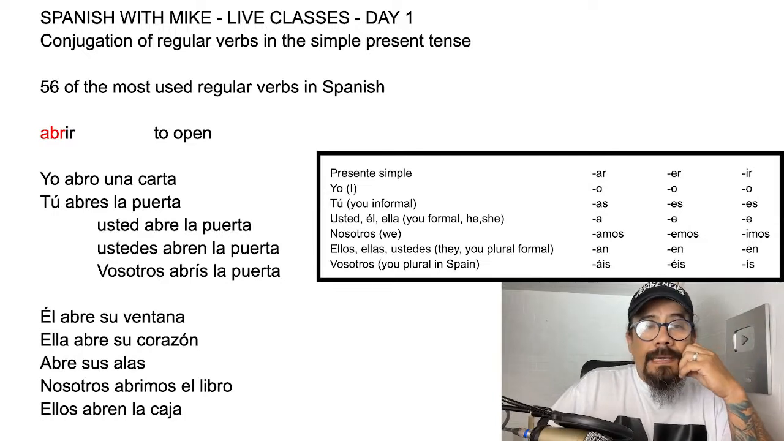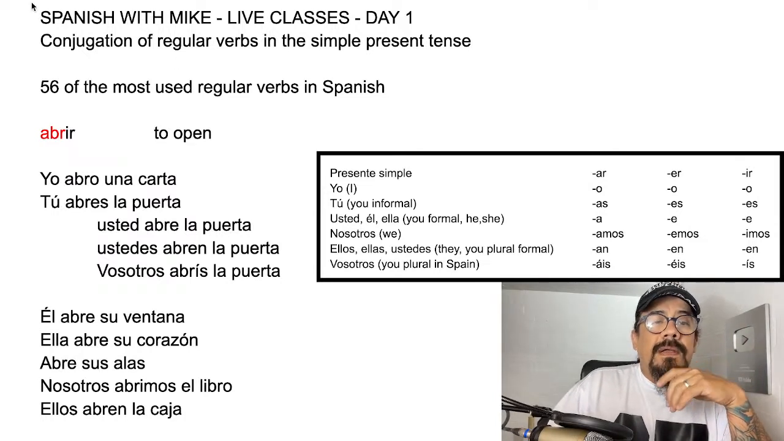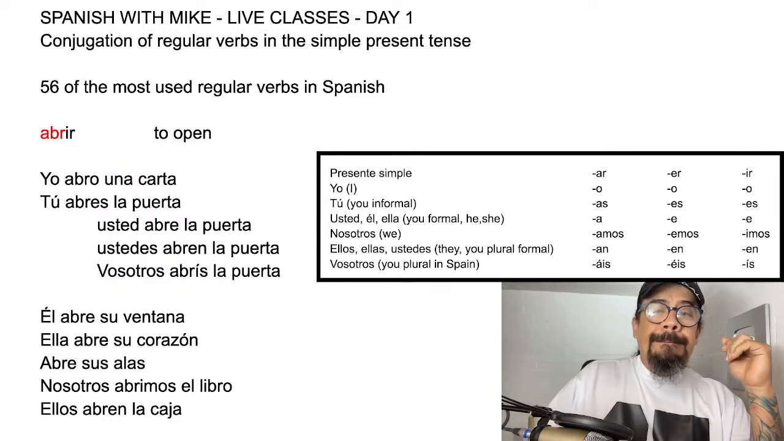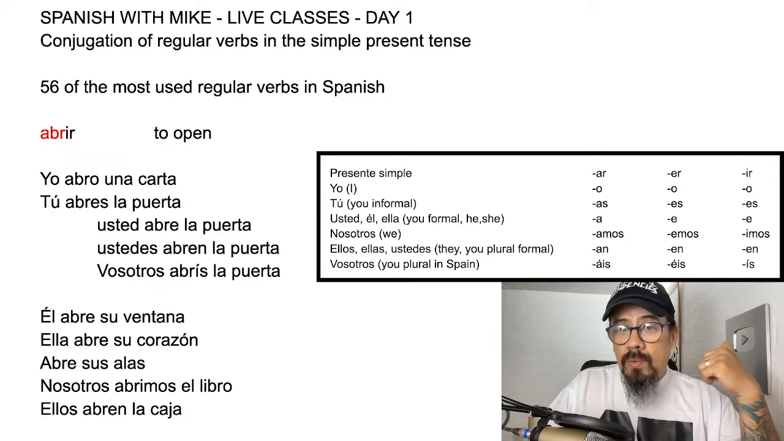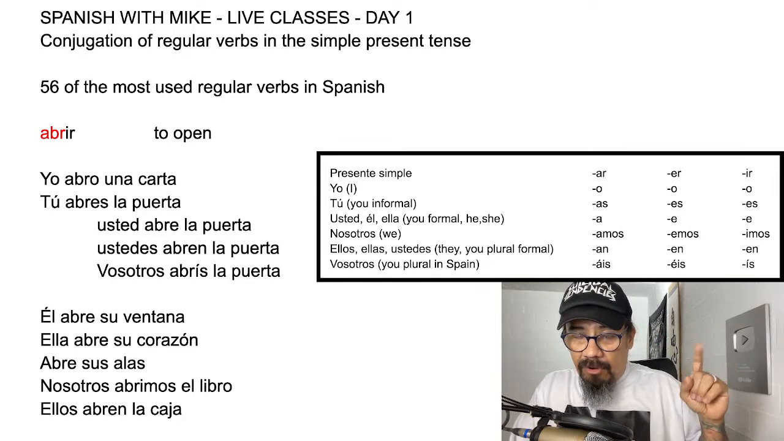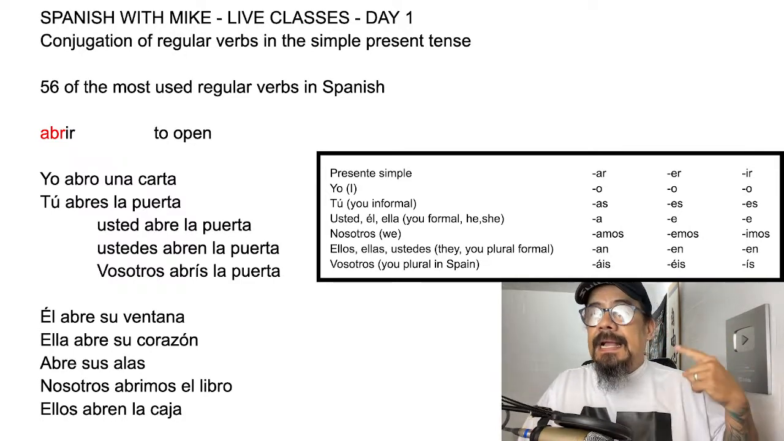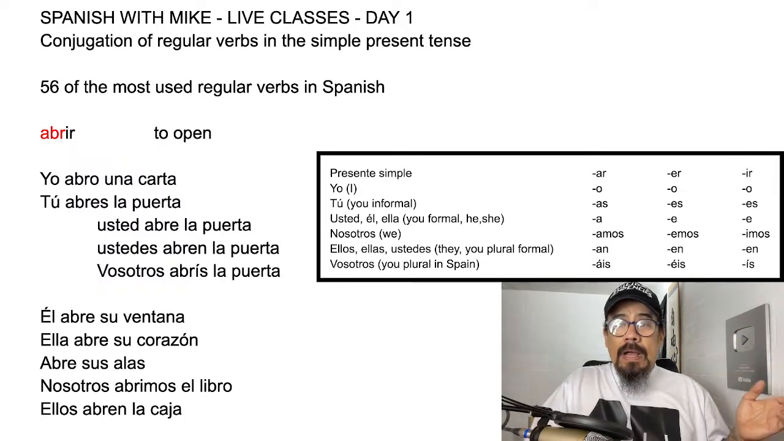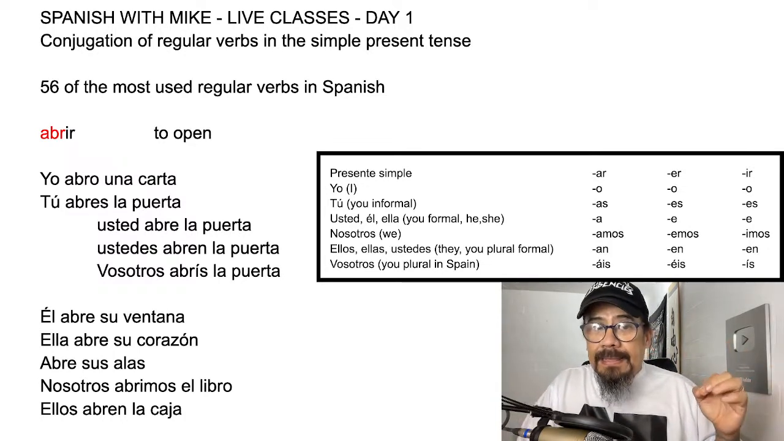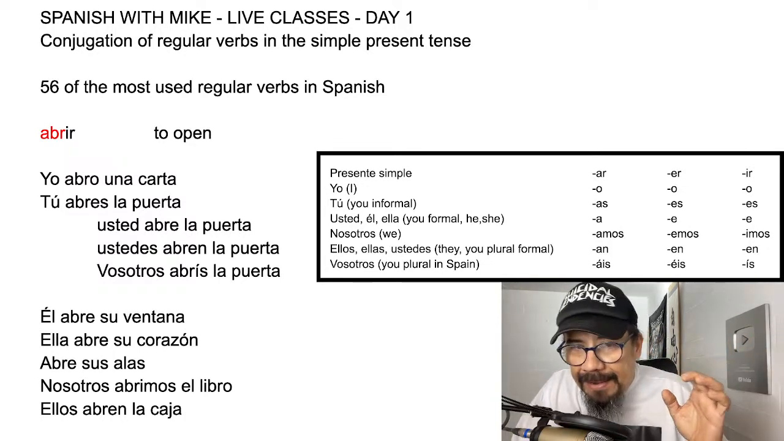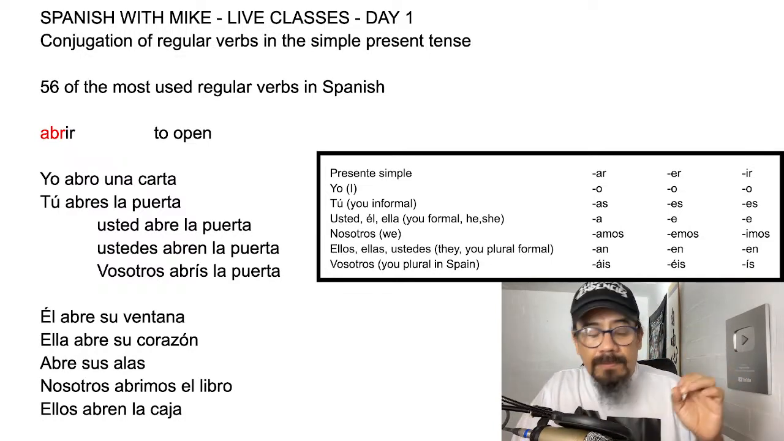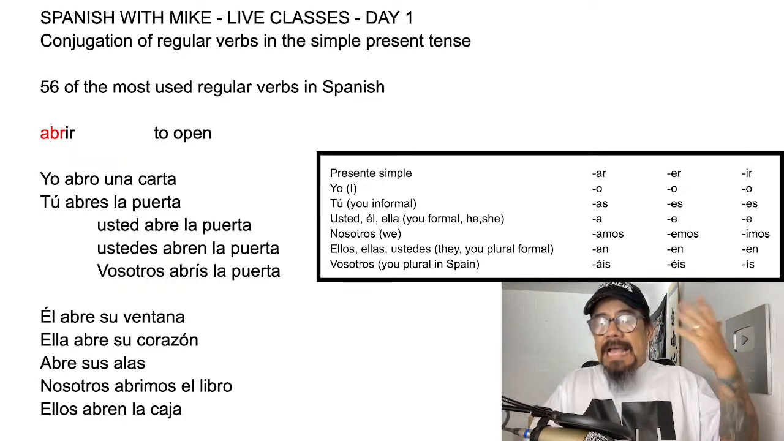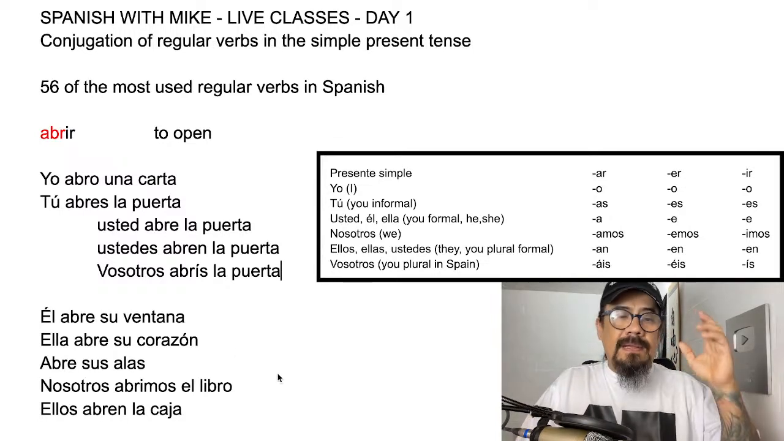And we have here all the conjugations in simple present tense for all of the subjects, the pronouns. For yo, which is I, the ending of the verb in the infinitive form is ir, I-R. So yo abro, tú abres, usted abre, él abre, ella abre, nosotros abrimos, ellos abren, ellas abren, ustedes abren, vosotros abrís.